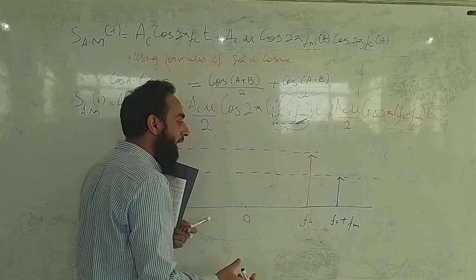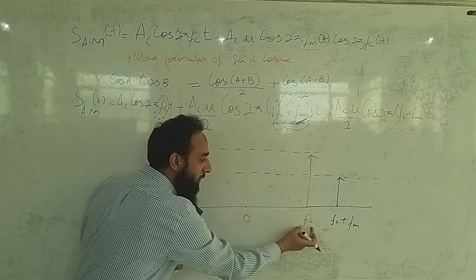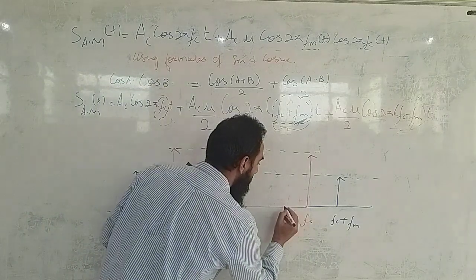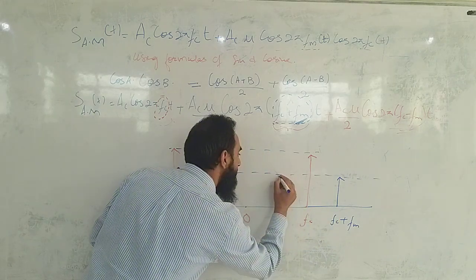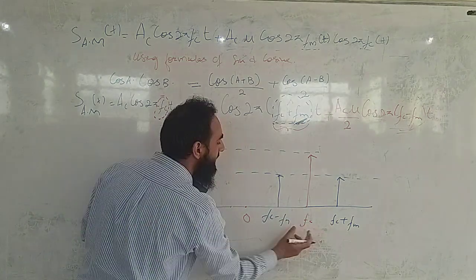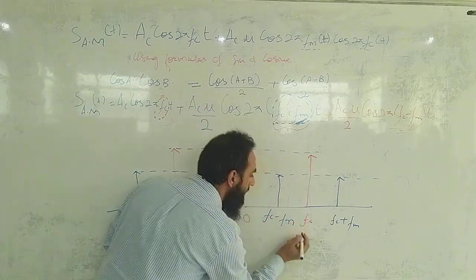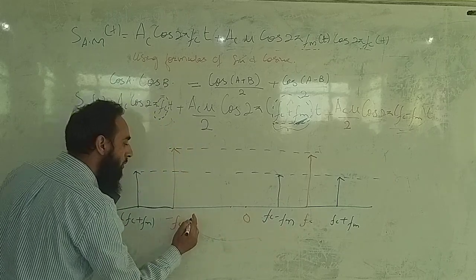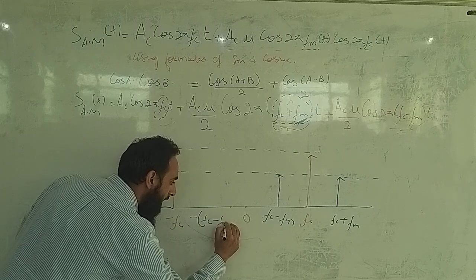Fc minus Fm will be towards the right or towards the left? Well done, both sequences in it, but of the same magnitude, this will be towards the left. So I will write Fc minus Fm because this is a frequency lesser than Fc. Okay? Now I need to go to the left side. Fc minus Fm. So this will be minus Fc minus Fm.